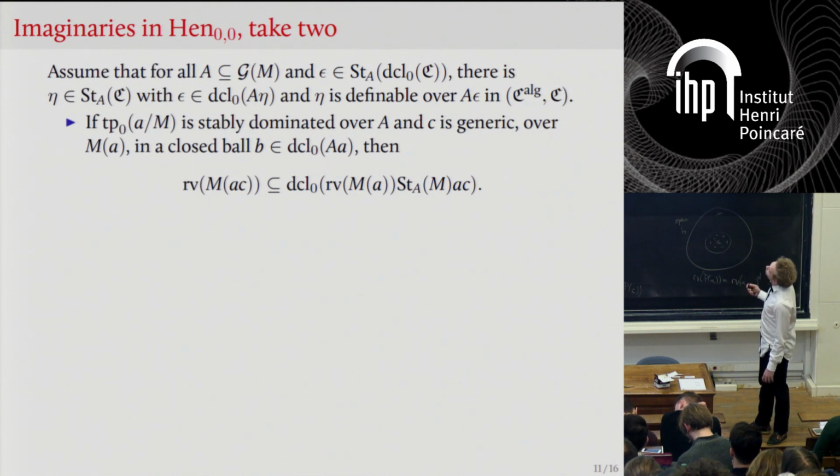And so what you can show is that if you have a point which is generic in a closed ball, and you don't know that you have a point in it, then you can still compute RV, but you need to know about STA of M. So there is also a slightly weird assumption, because at some point I need to compute things in ACVF, and then I need to get them back down, which is exactly what this thing says.